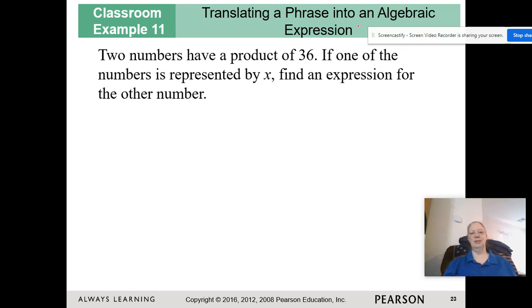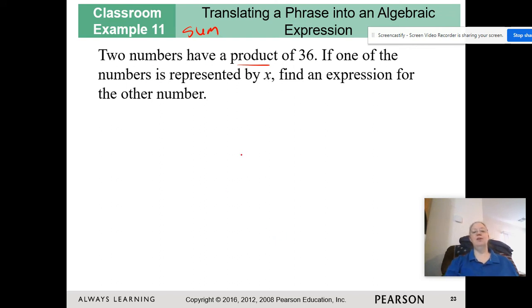Okay, translating a phrase into an algebraic expression. So we have two numbers and they have a product of 36. Product, remember, product means multiply. If we say quotient, that's division. The word sum, S-U-M, means addition, adding. And difference, the word difference means subtract.